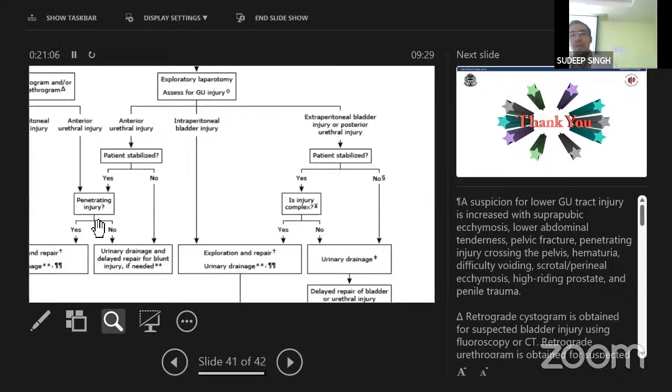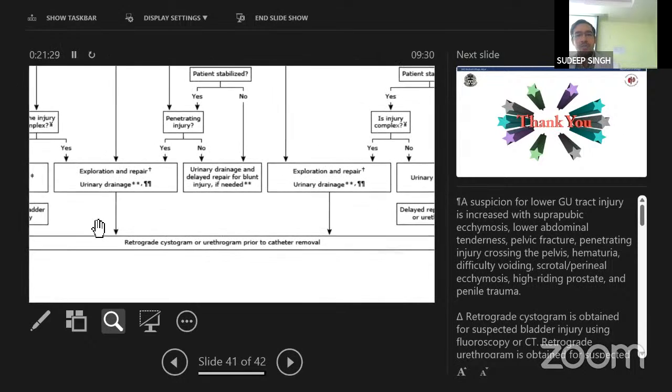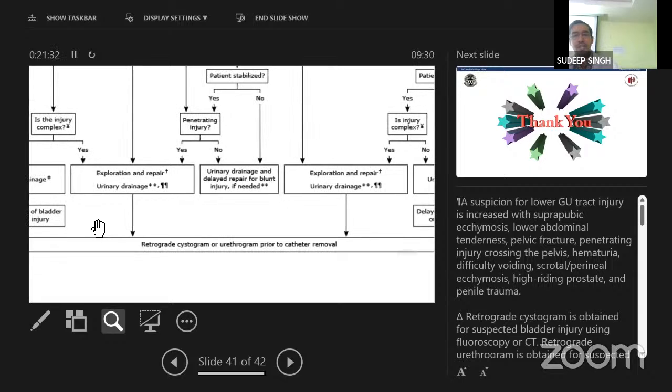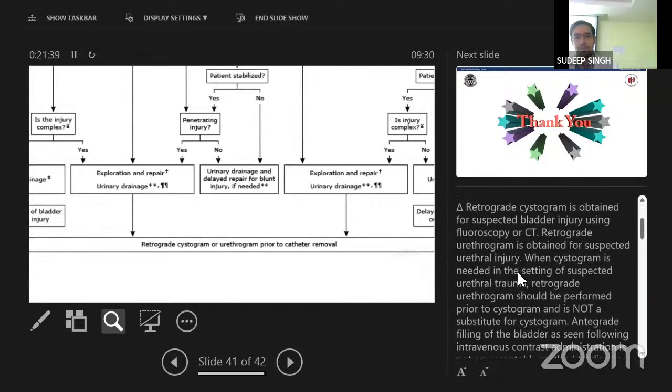In case of extraperitoneal bladder injuries or posterior urethral injury, we have to see whether the patient is stabilized or not. If the patient is stable, we again have to check whether the injury was complex or not. In case of complex injury, we go for direct exploration and repair along with urinary drainage. If not, we can just go for urinary drainage, and a delayed repair may be done later on. After all these procedures, before removal of the catheter, it is very important to go for a retrograde cystourethrogram.